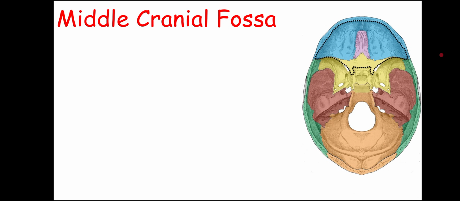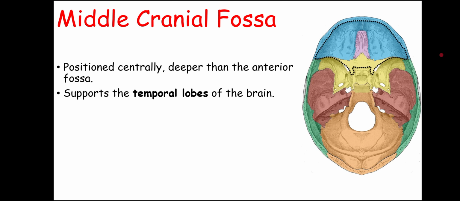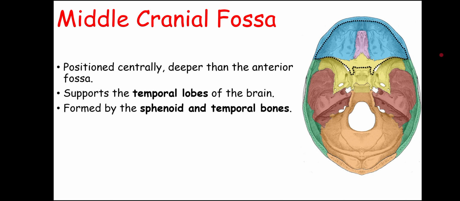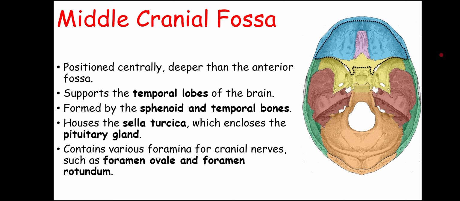Now let's talk about the middle cranial fossa. It is positioned centrally and it is deeper than the anterior cranial fossa. It supports the temporal lobe of the brain. It is formed mostly by the sphenoid and temporal bones, and it houses the sella turcica, which encloses the pituitary gland. It contains various foramina for cranial nerves such as foramen ovale, foramen rotundum, foramen spinosum, carotid canal, superior orbital fissure, etc.